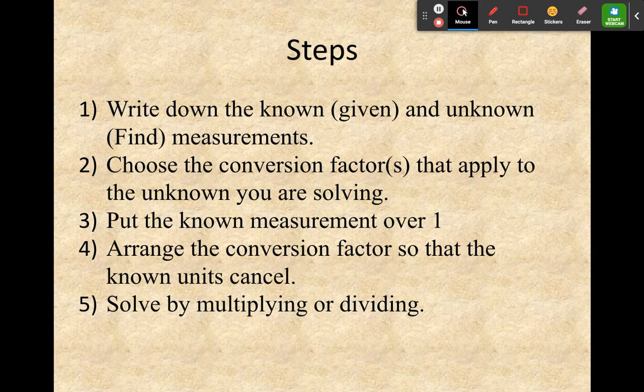Okay, the steps for the factor label method. Number 1 is to write down the known or the given information and the unknown, the information that you were trying to find. So the given measurement and the measurement that you're trying to find. Then you're going to choose the conversion factors that apply to the unknown you are solving.